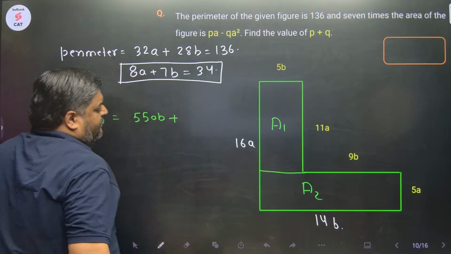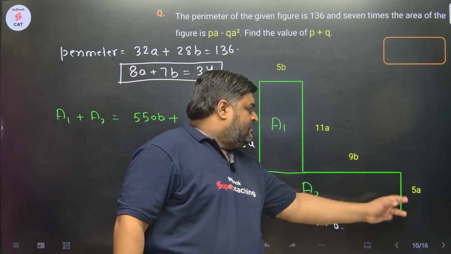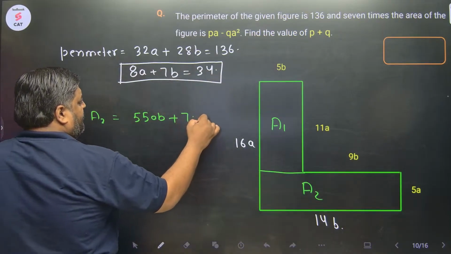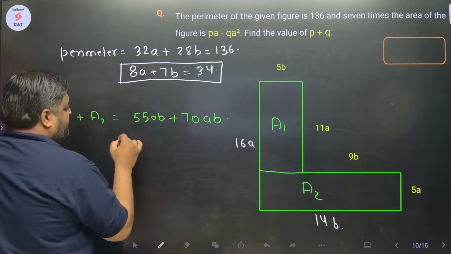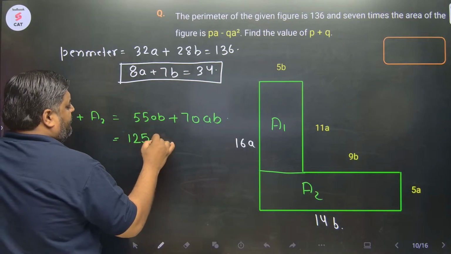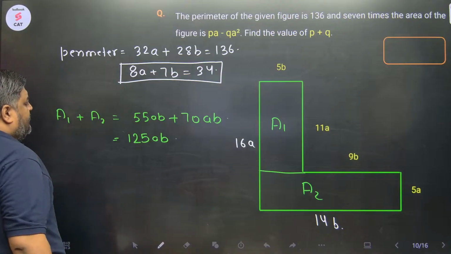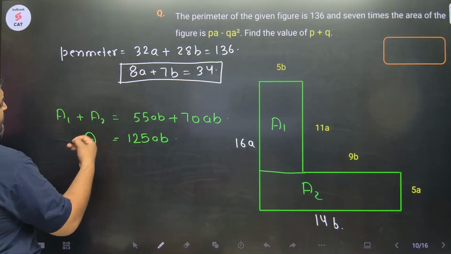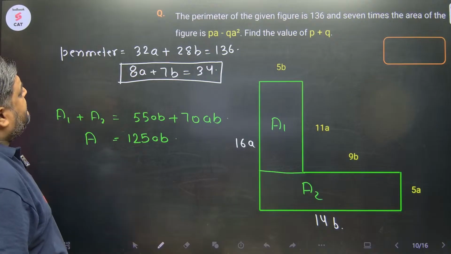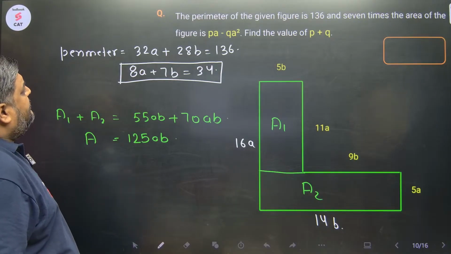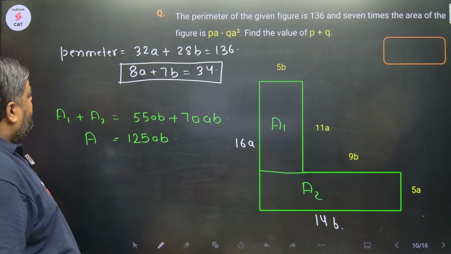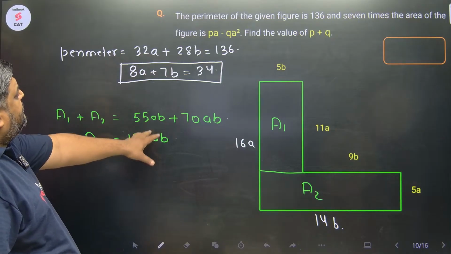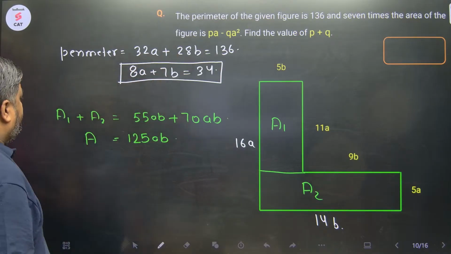What is A2? A2 is 14B into 5A, 70AB. So this is 125AB, the total area. Now 7 times the area is PA minus QA square.